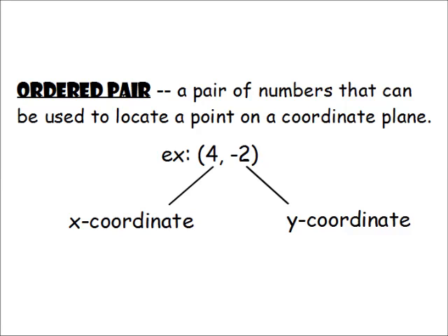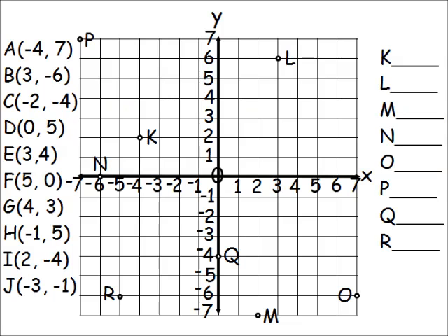The way that we give directions on a coordinate plane is with a pair of numbers. The first number in an ordered pair is the x-coordinate. That's what tells us where we'll intersect with the x-axis. And then we have a y-coordinate. That number tells us where we intersect with the y-axis. So here we have a list of ordered pairs given to us: A, B, C, D, E, F, G, H, I, and J. And we'll have a look at how we place those on the coordinate plane.